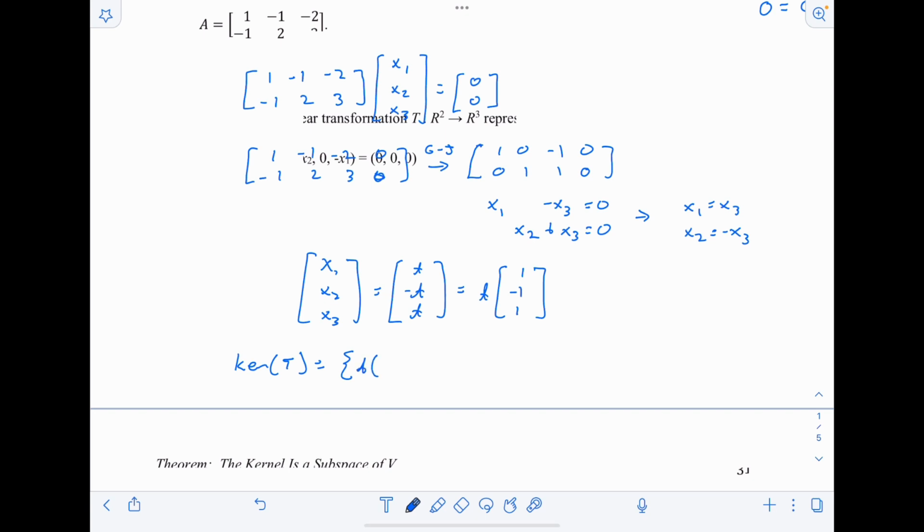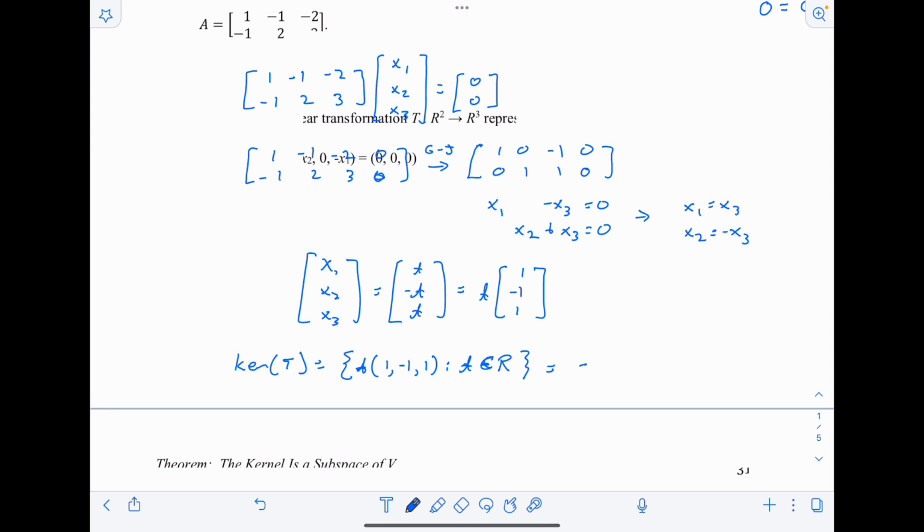So I'm going to write it like this, t times (1, -1, 1), where t is any real number. Think of t basically as a scalar. Okay, so it's just in the real number set. Sometimes you'll see, instead of writing it in this form, we'll just talk about the kernel as a spanning set.